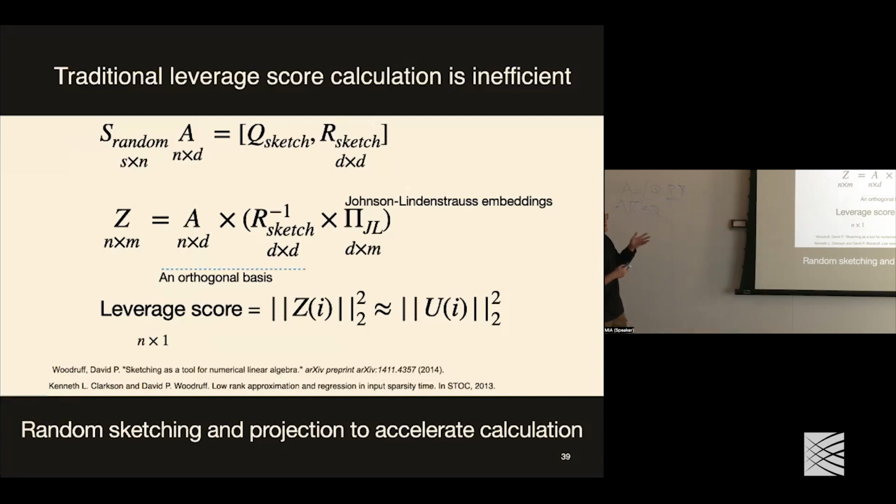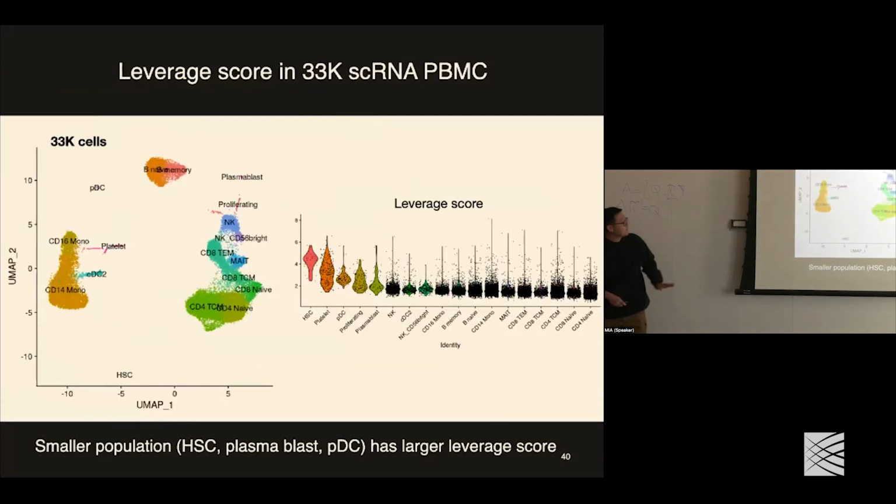Okay, let me show you what this looks like, then it will become more clear. For example, here I took the PBMC 33,000 data from the 10x website, and then we calculated the leverage score. The cool thing is that the cells from small populations, like HSC or plasmablast, have a high leverage score. And the cells from abundant populations, like naive cells, have a low leverage score. When we calculate the leverage score, we know nothing about the clustering or cell type annotation. The only input is the count matrix.